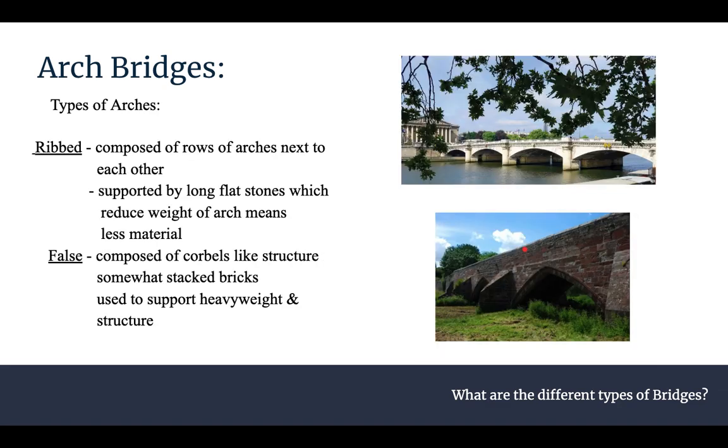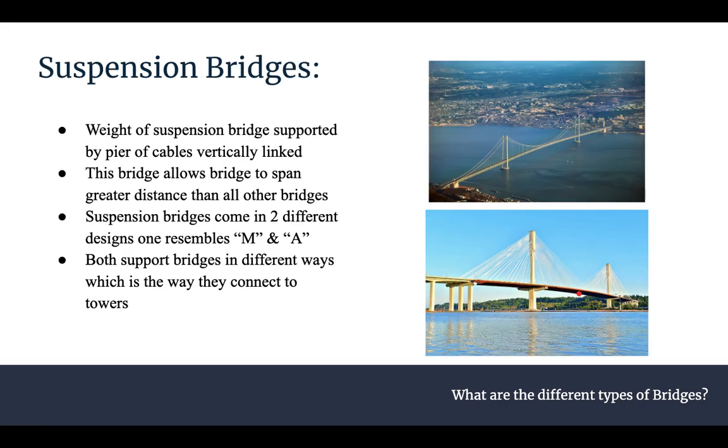And now, moving on to the ribbed, it is composed of rows of arches next to each other, supported by long flat stones which reduce the weight of each arch, which means less material, which is very beneficial. And moving on to the false, it is composed of corbel-like structures, somewhat stacked bricks, used to support heavy weight and structure. And now the suspension bridge.